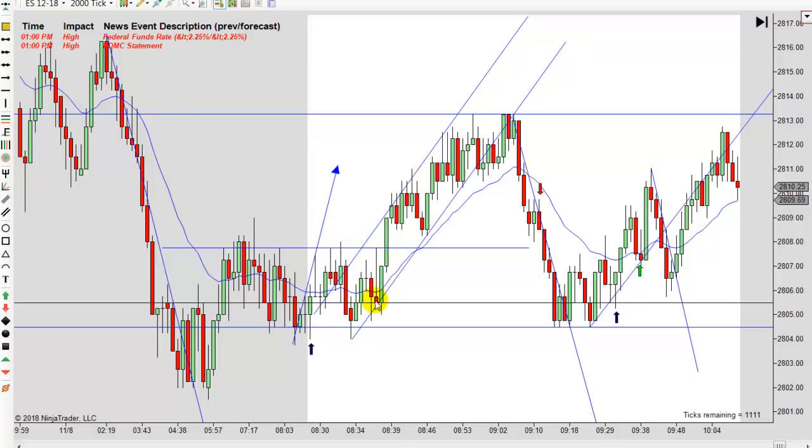And here's another good signal bar. But look how close to the low it is. And look what would have happened. If you tried to go short there, you wouldn't have had enough room to get out anyway.